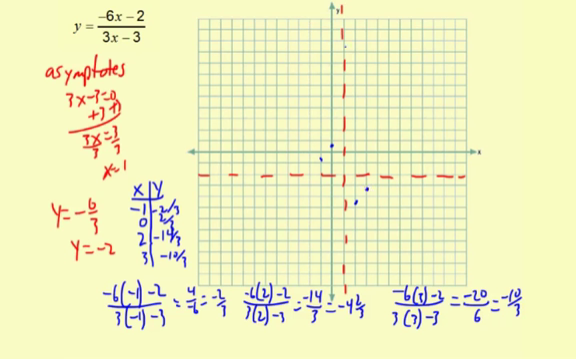And then we want to draw the branches, or the curves, so that they follow the asymptotes. And kind of like that. Okay, so here's the graph of the function y equals (-6x - 2)/(3x - 3).